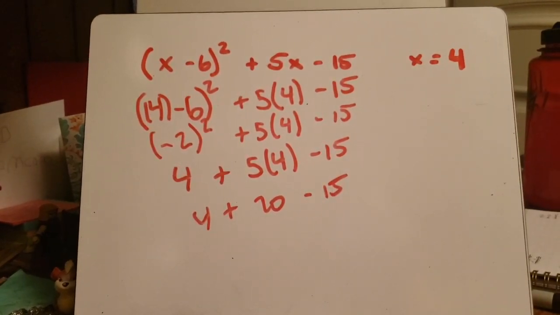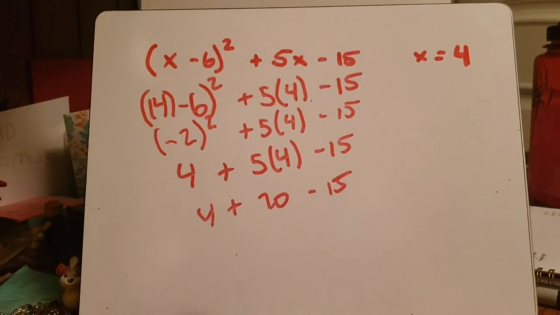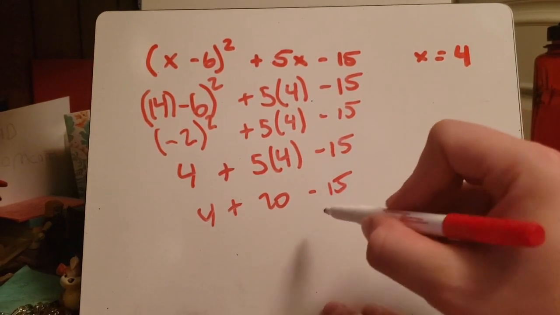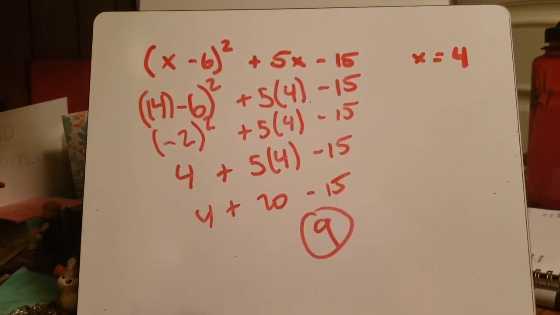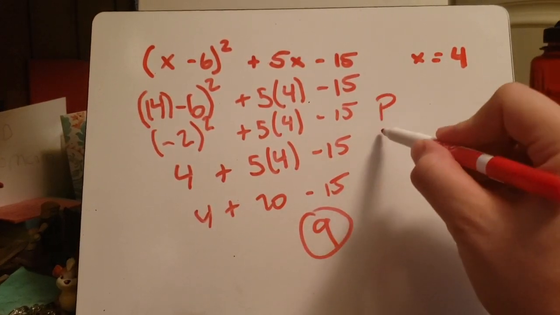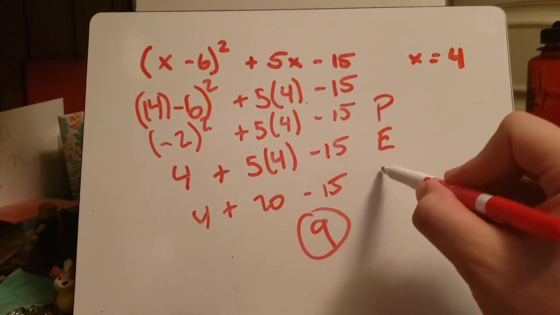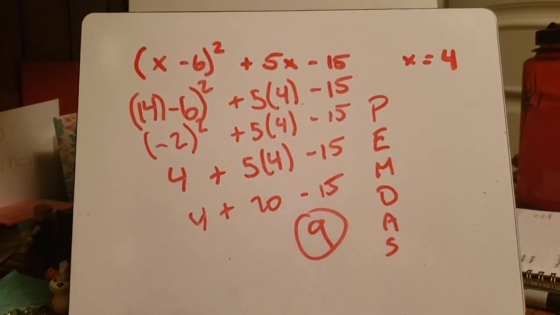And now we can add and subtract, because we're down to just adding and subtracting. 4 plus 20 is 24, minus 15, that's 9. So remember, we always want to follow those order of operations. We've got parentheses first, then exponents, then we multiply and divide, then we add and subtract.